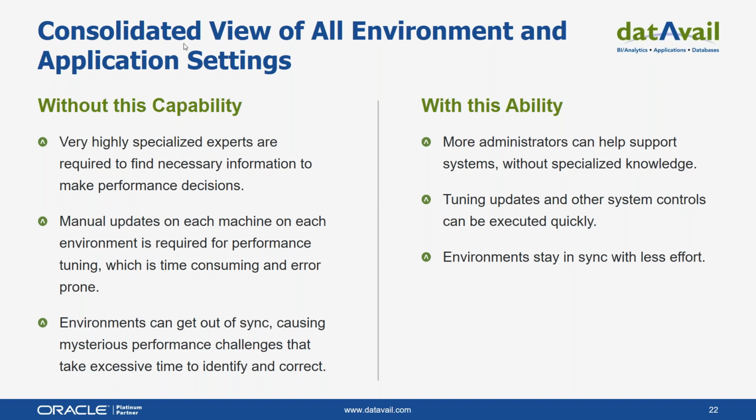So with the ability to do this, more administrators can help to support the systems without specialized knowledge. When you have a consistent, consolidated view to see all application settings for Planning, Essbase, HFM, OBIEE, and the environment, you don't have to know all the details of each one of those to find those things. It's all at your fingertips. So you can have more effective administrators. Tuning updates and other system controls can be executed quickly. So if you go to one place, make a change, and push it out to all the different servers, it's much more efficient than having to rekey that information multiple times. The environments can stay in sync with less effort, especially by being able to compare the differences between those. And if you identify one, you can obviously address that.